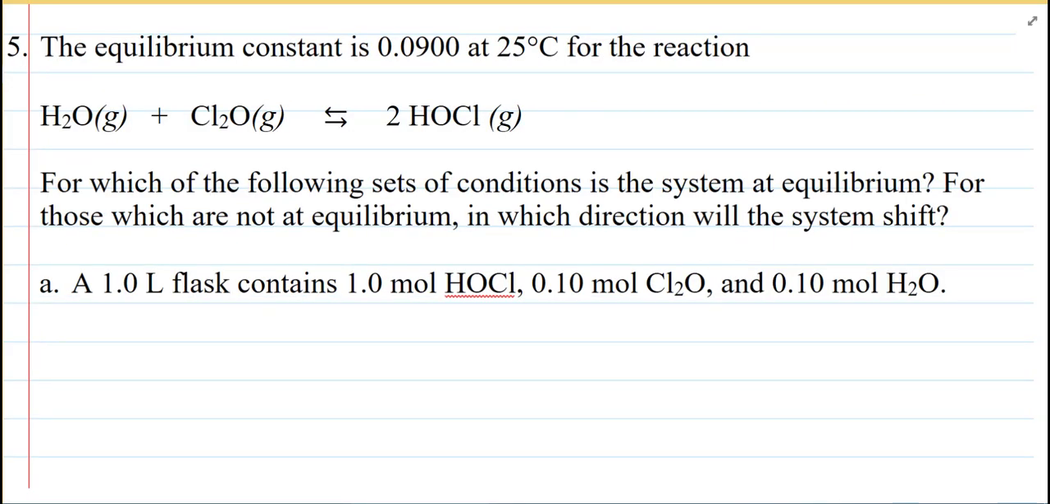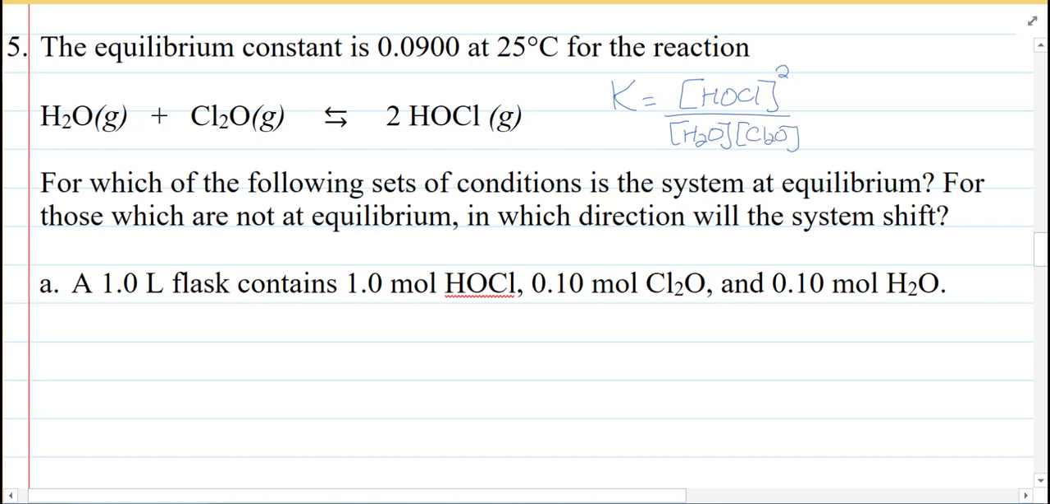Number 5 is a reaction quotient problem. So number 5, we've got an equilibrium constant of 0.09. What is the K expression? Well, K is equal to the concentration of HOCl, hypochlorous acid, squared, all over the concentration of H2O times the concentration of dichlorine monoxide. Yes, we have H2O in there. Why? Because it's a gas. That's our equilibrium constant expression. It's also the reaction quotient expression. So for which of the following sets of conditions is the system at equilibrium? And for those which are not at equilibrium, which direction will the system shift?